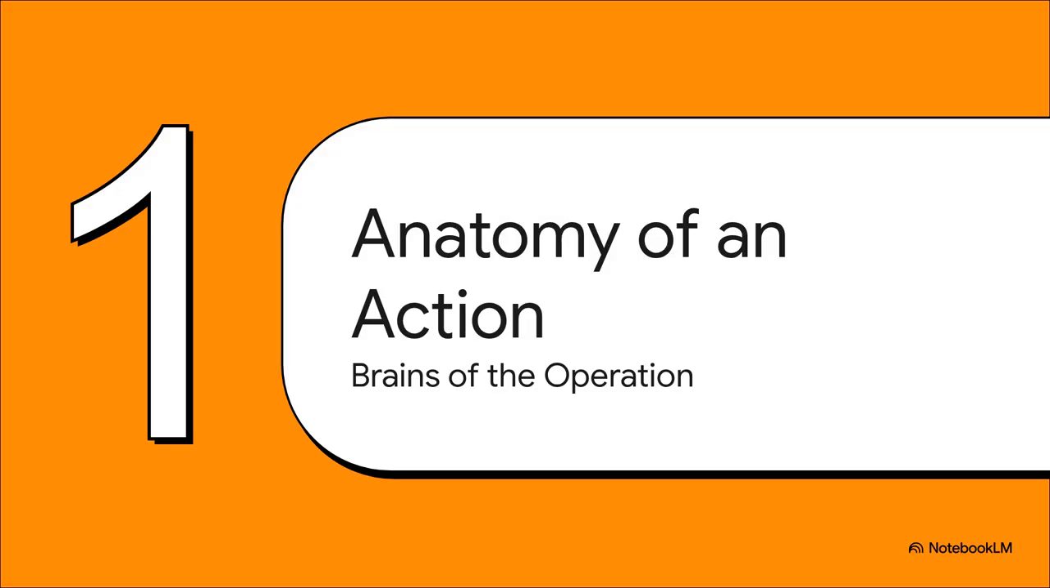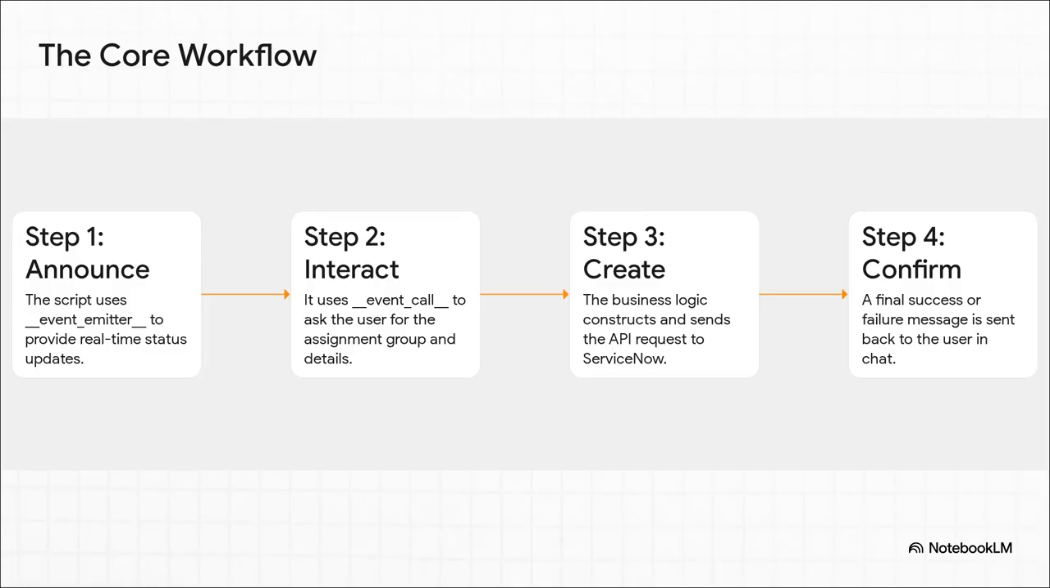Okay, first up, anatomy of an action. Let's look at the brains behind this whole operation. The beauty of this script is how it breaks the whole thing down into 4 really clean, logical steps. First, it tells the user what it's doing. Then, it actually talks to the user to get the info it needs. After that, it does the heavy lifting, creating and sending the ticket. And finally, it comes back and shows you the result. Simple, elegant, and super effective.